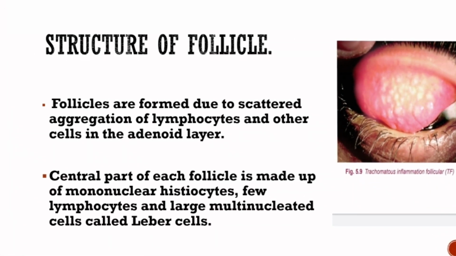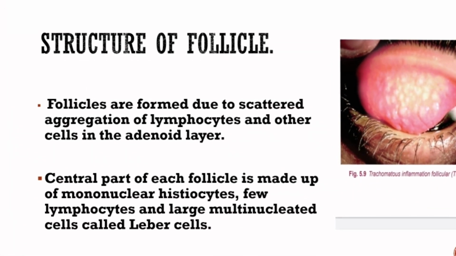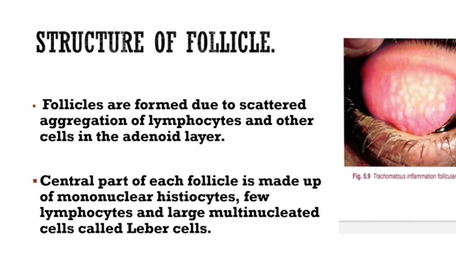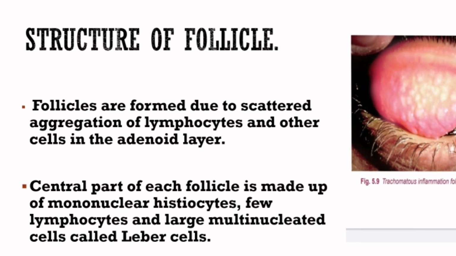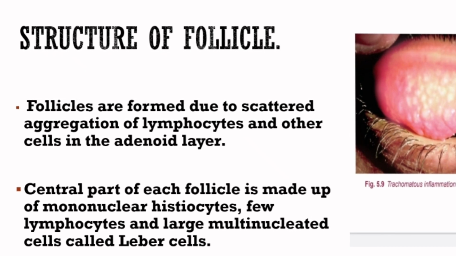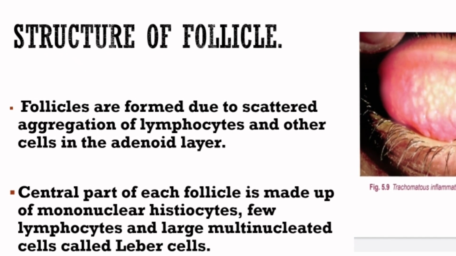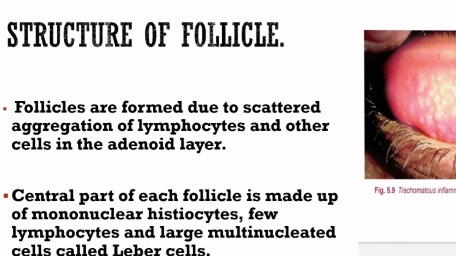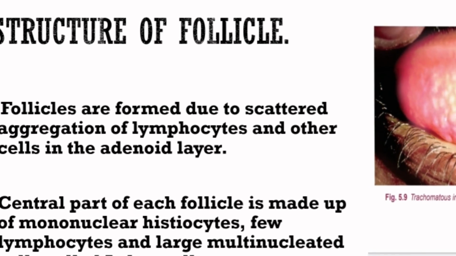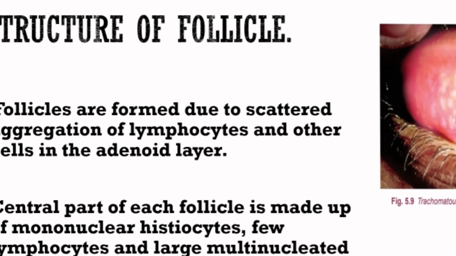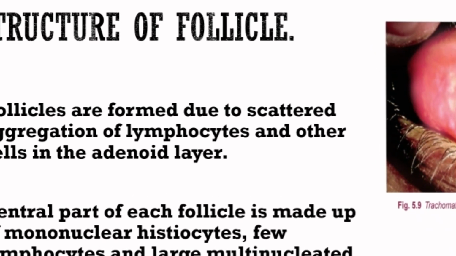Structure of follicle, which is pathognomonic of trachoma. Follicles are formed due to scattered aggregation of lymphocytes and other cells in the adenoid layer. Central part of each follicle is made up of mononuclear histiocytes, few lymphocytes, and large multinucleated cells called Leber cells. Here in this picture you can see the follicles.